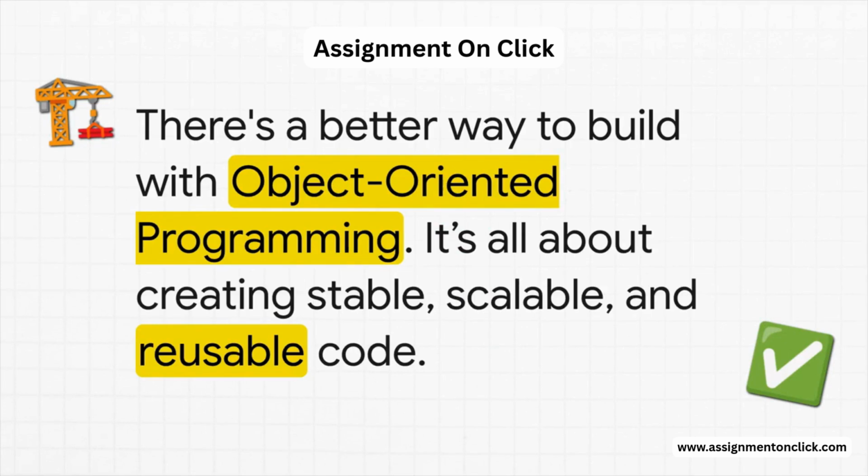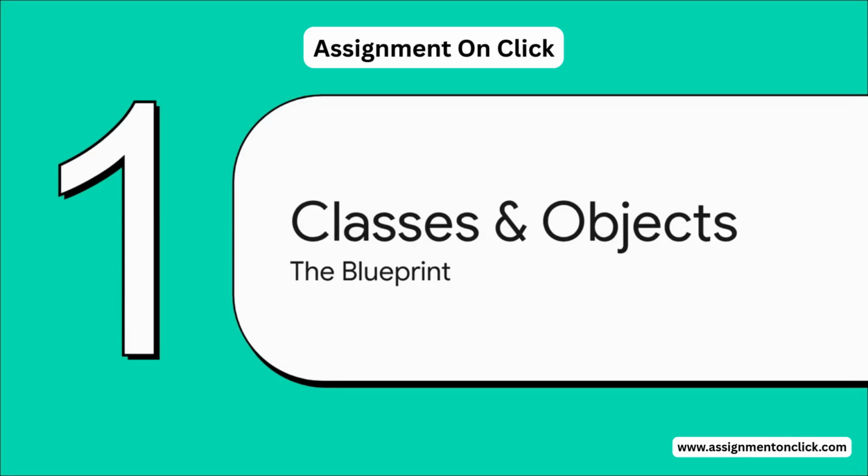We can leave that shaky Jenga tower behind and build something that's more like a skyscraper, strong, stable, and built to last. And the foundation for all of this is a concept called Object-Oriented Programming, or OOP. It's all about creating code that's stable, scalable, and reusable. So where do we even begin? Well, we start with the absolute heart of OOP, classes and objects.